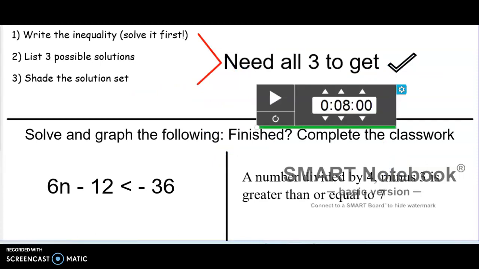Now, the last one we're going to work here is you're going to solve and graph the following, and when you finish, you're going to go to the next screen that has a Bitly that has these problems on it. So go ahead and work those, take a few minutes, and then solve.